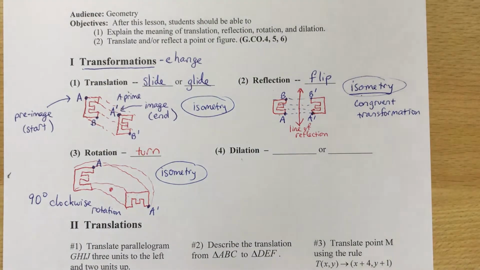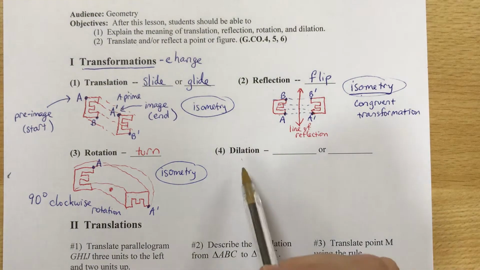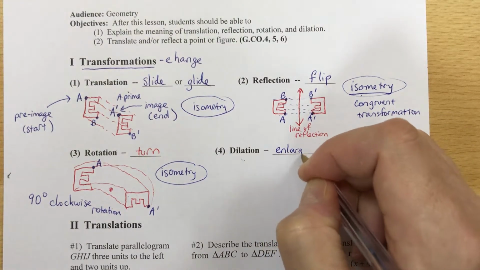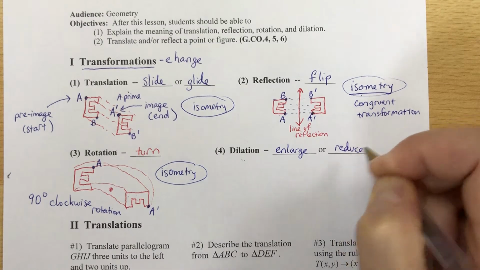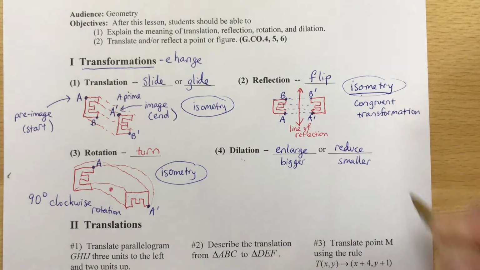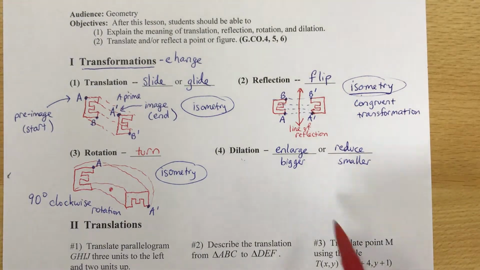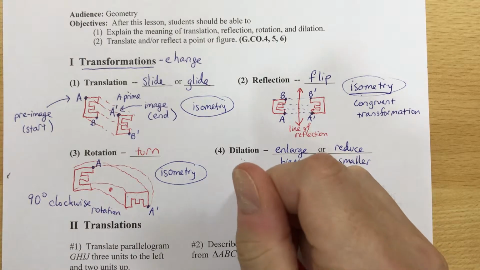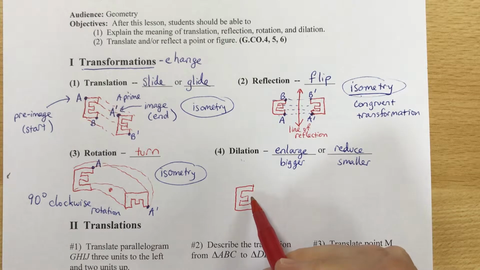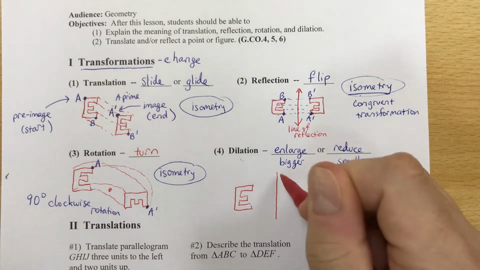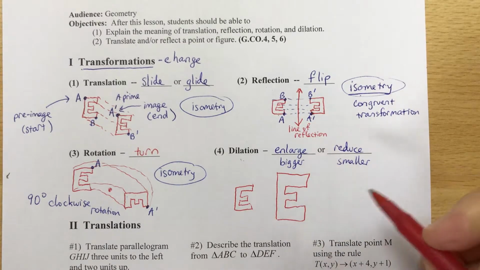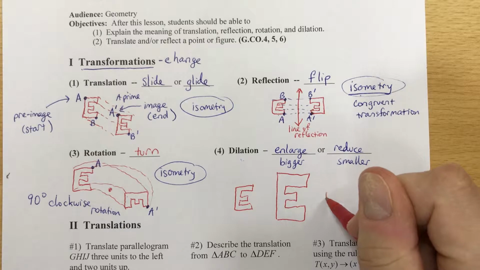Now the last one, though, is not. The last one is what we call a dilation. Dilation is where you enlarge or reduce something. You make it bigger or smaller. So if we take our letter E, and let's say I take this letter and now I enlarge it. So now it becomes a big letter E. Or let's say I take this and now I make it really small.